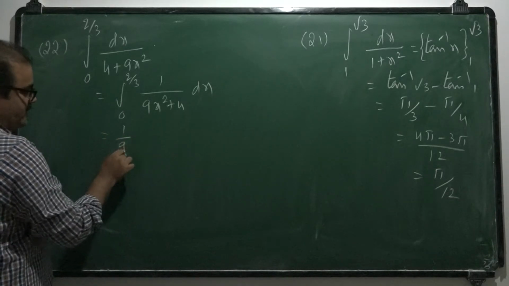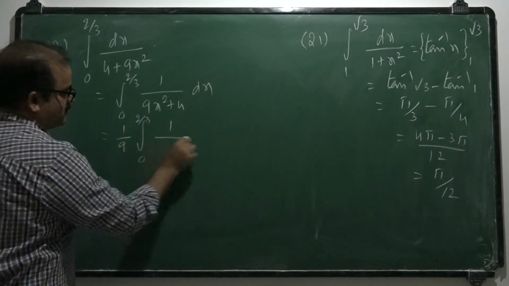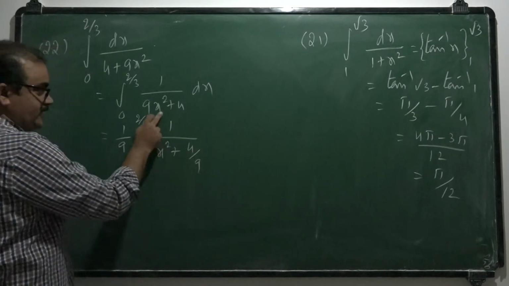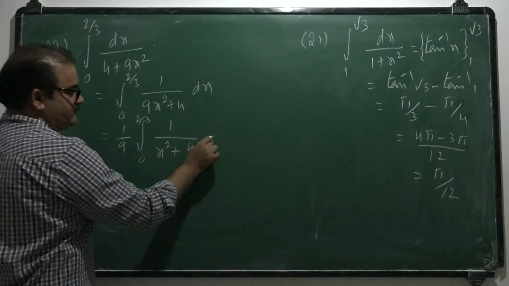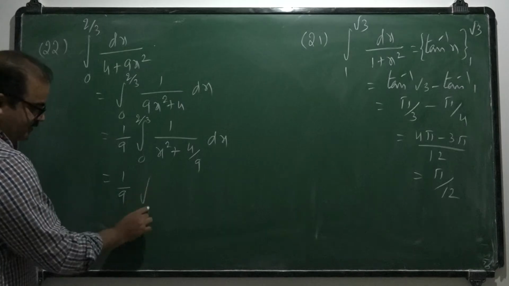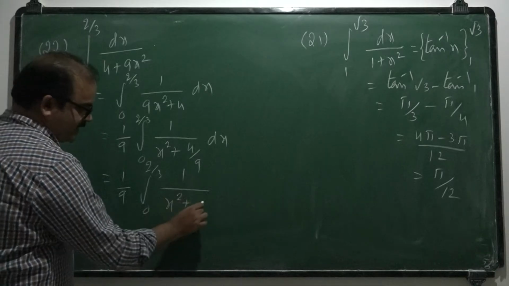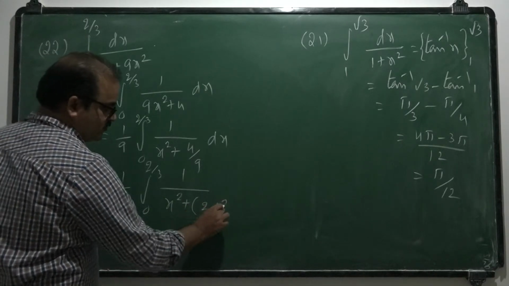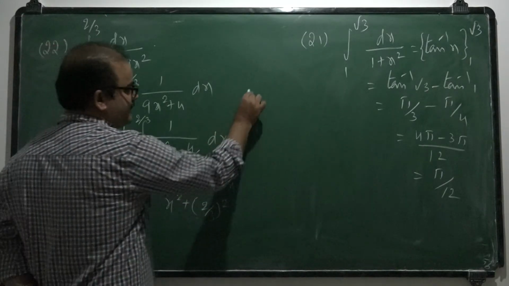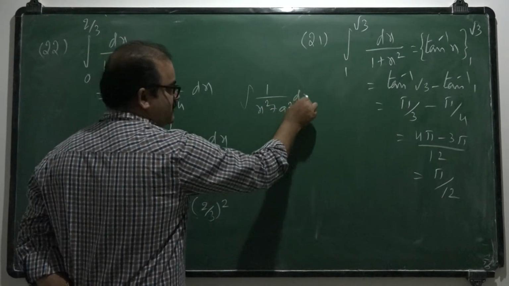It becomes 1 by 9 into integral of 1 by x square plus 4 by 9, taking 9 common from the denominator, into dx. 1 by 9 into integral 0 to 2 by 3, 1 by, 4 by 9 is taken as 2 by 3 whole square. Now see, it is in the form of integral 1 by x square plus a square into dx.